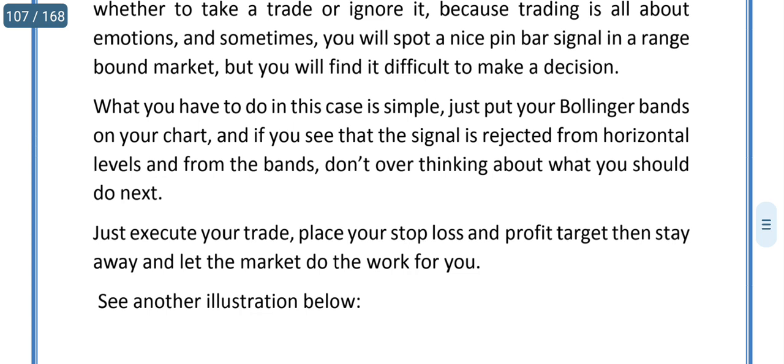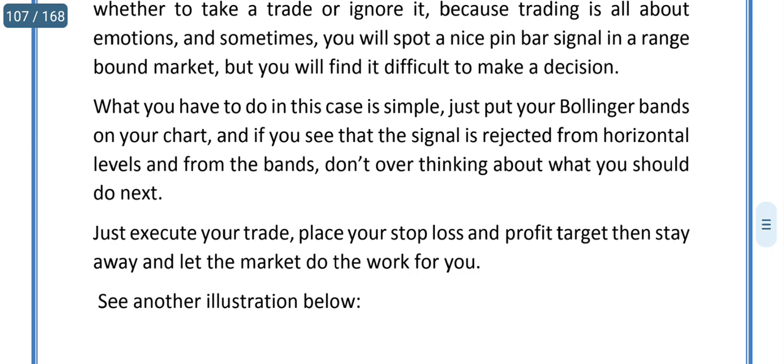Another thing that you have to do is put your market Bollinger bands on your chart, and you see that the signal is rejected from both the horizontal levels, I mean the support and the resistance levels, and from the bands. The bands just help us to confirm our signals, but we don't always use bands to get signals. We just use the bands to confirm our signals.